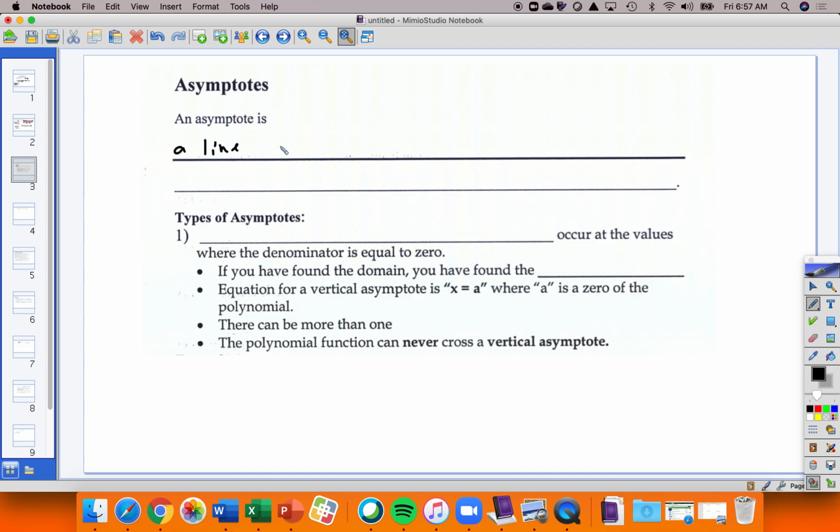It's a line that your function approaches. It's possible for a function to actually cross over the asymptote depending on what kind of asymptote you have.